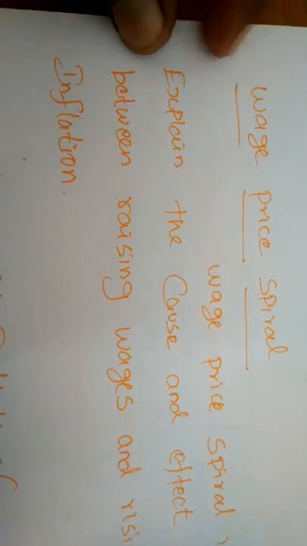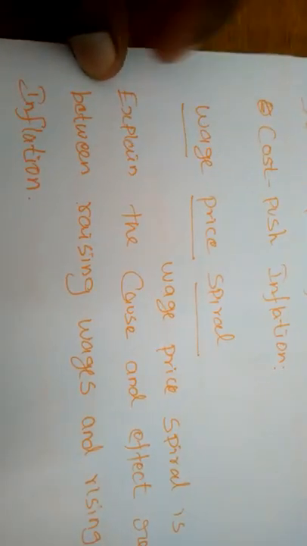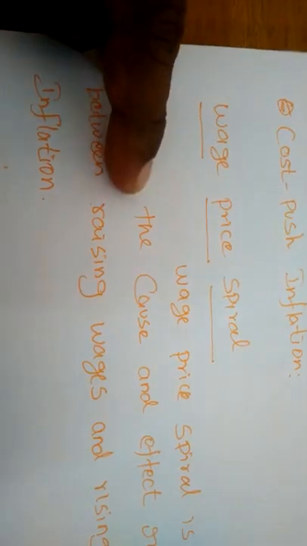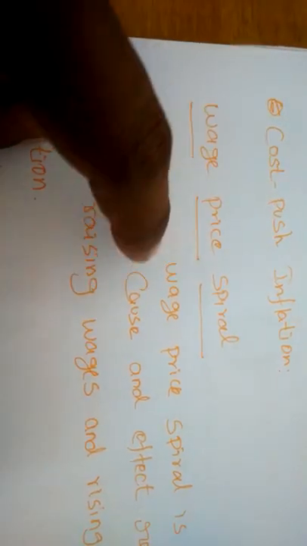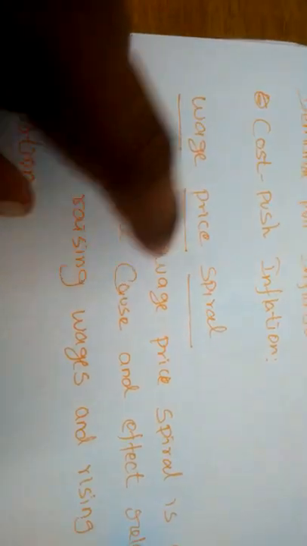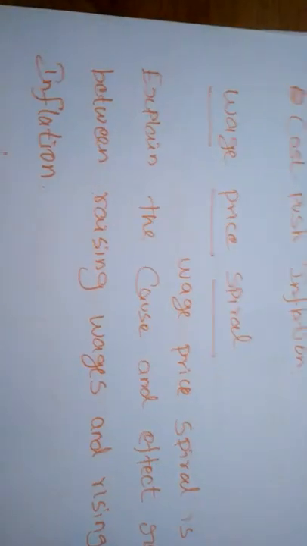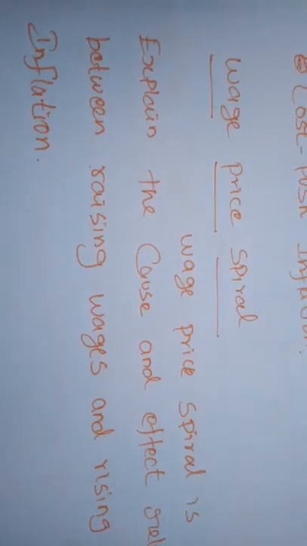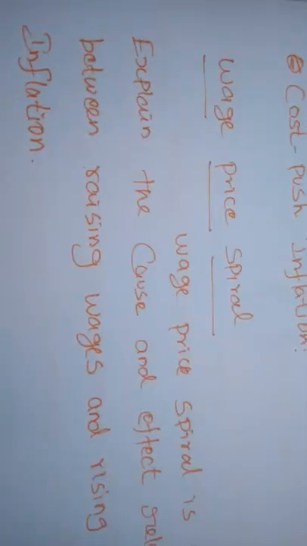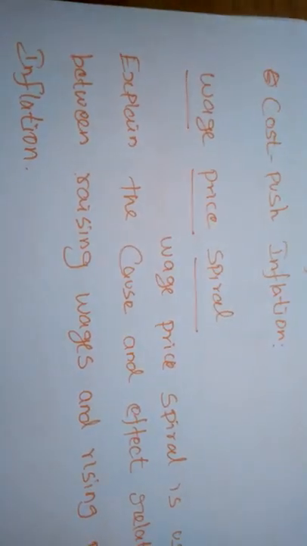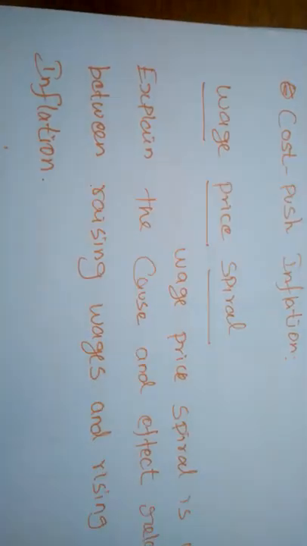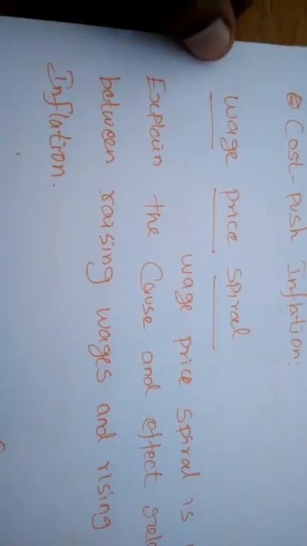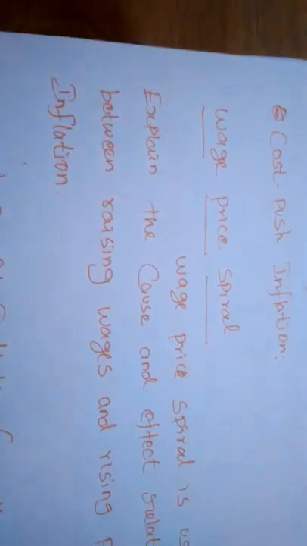Next, wage price spiral. On the basis of increasing wages for the labor, the producers automatically increase the price of the commodities. Thinking of the increased price of the commodities, again the labor will require a higher wage level. So again and again, wage and price will be increased by both the producer and the labor. So the wage and price will increase up and down.